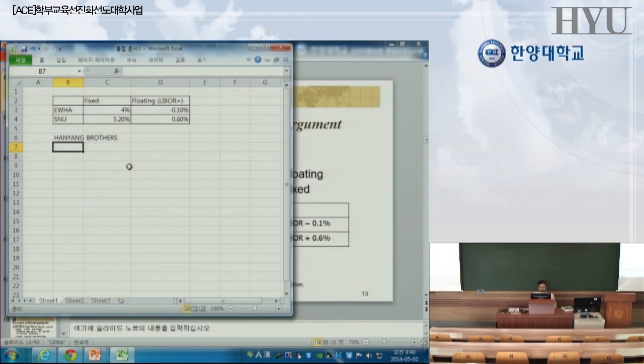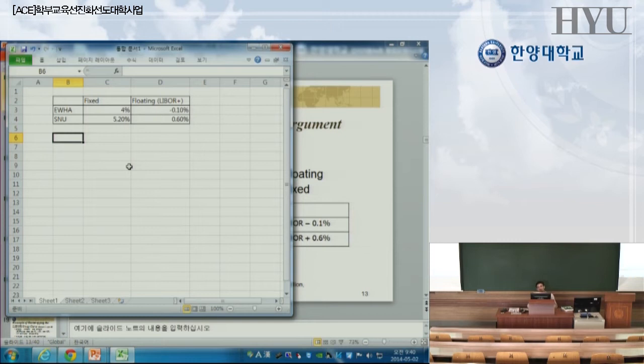Okay, Ewha can borrow money at a fixed rate. A fixed rate means for the next several years, Ewha can pay 4% per year. Let's say it is 1 year. For the next 1 year, if Ewha borrows $100, at the end, they pay back 104. If SNU borrows $100 today, then 1 year later, SNU should pay back 105.2.